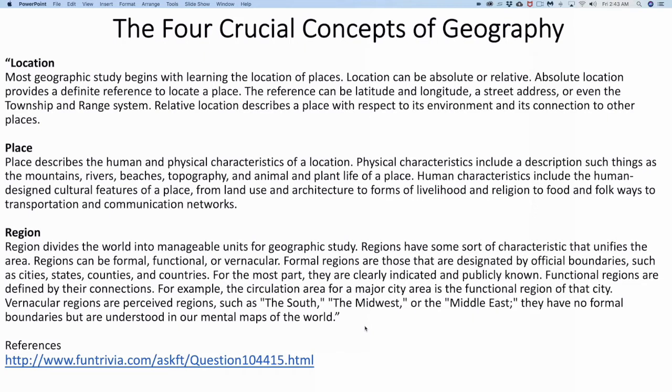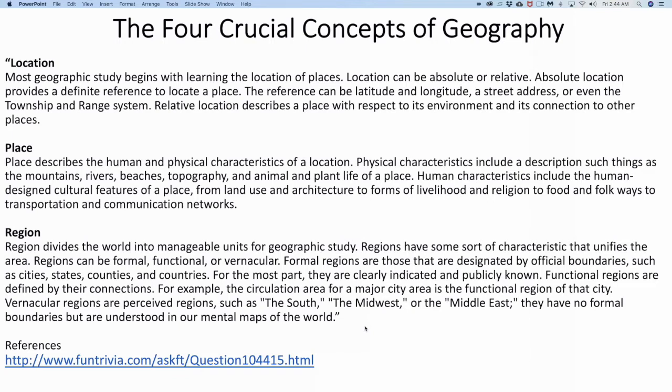So if location is a noun, then place is an adjective. This is an analogy. Place qualifies location. Place describes location. It describes human and physical characteristics of a location. Physical characteristics include mountains, rivers, beaches, topography, any animal and plant life, right? Human characteristics include the human-designed cultural features of a place, from land use and architecture to forms of livelihood and religion to food and folkways to transportation and communication networks.